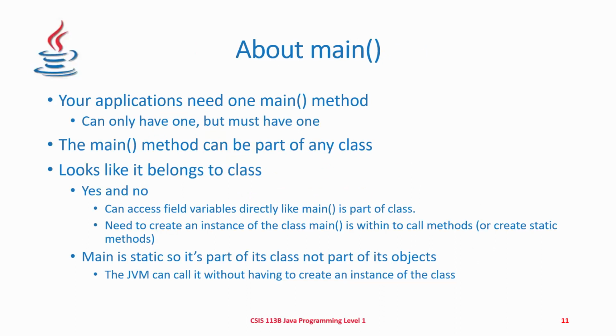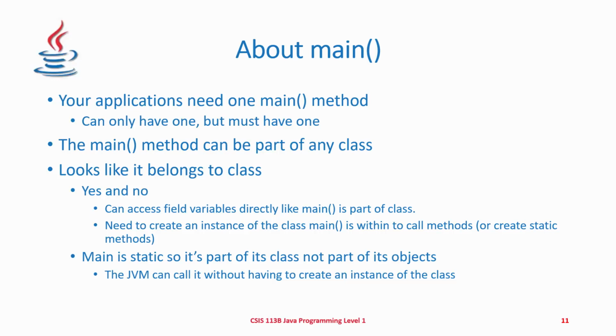A little bit about the main method now. Your applications have to have at least one main method contained within them. You can't have more than one, but you must have at least one. And the main method can be part of any class. In fact, it looks like it belongs to the class. That's sort of true and sort of not true. It is able to access the field variables directly, which implies that main is part of the class, but you need to create an instance of the class in order for main to be able to call any of its instance methods.